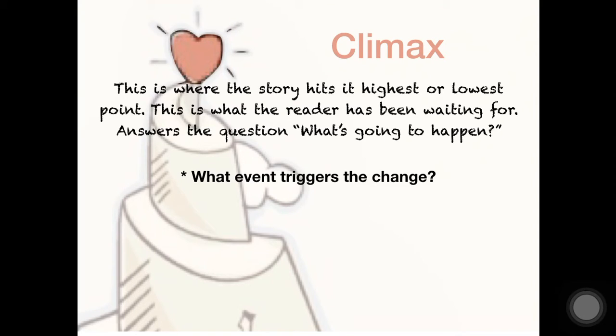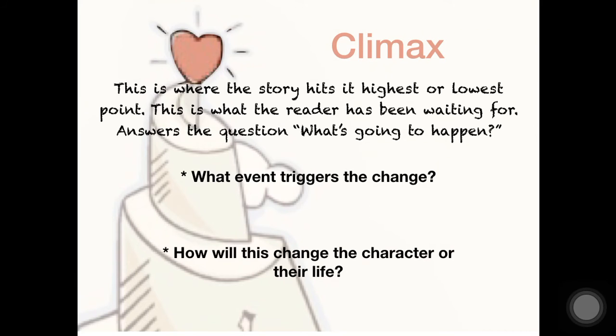So there are two questions that you need to answer for your climax, okay? What event triggers the change, okay? What event triggers this highest point or lowest point? Okay, what is it that's going to happen in your story that brings it all together? That answers what's going to happen for your reader. And then to bring your story down at the end, how will this change the character or their life? And that's how you will end your story.